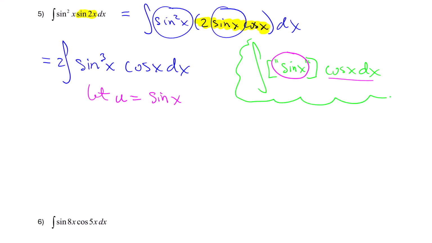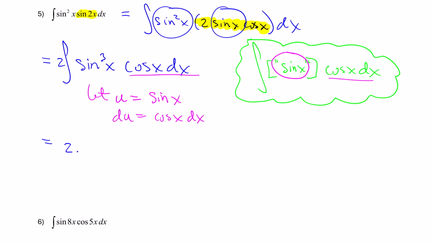And here we have a sine of x, in this case sine cubed of x, and then its derivative cosine x also in the problem. So if I let u equal sine x, then of course du, the derivative of sine is cosine x, dx is really du over dx, and you multiply on both sides. So it's du equals cosine x dx, which is in our integrand. So this is looking good for the substitution.